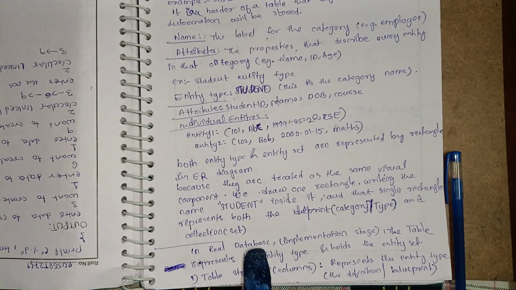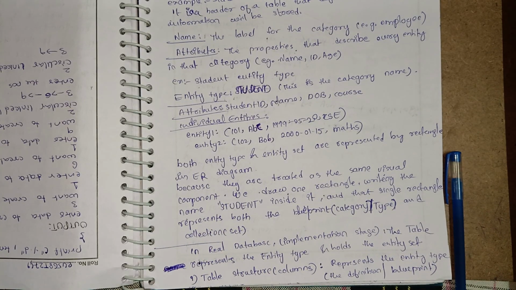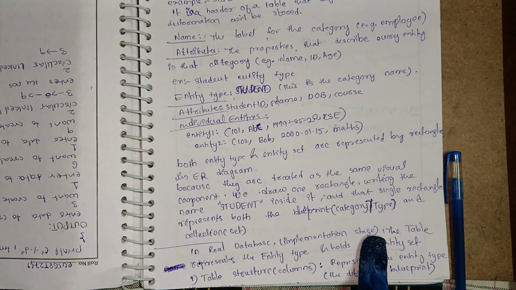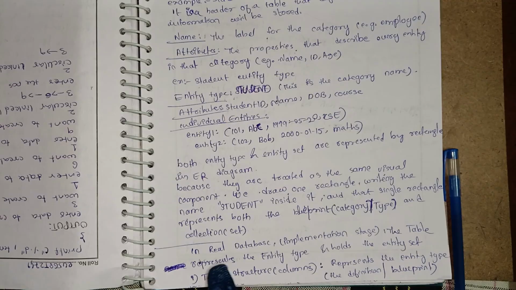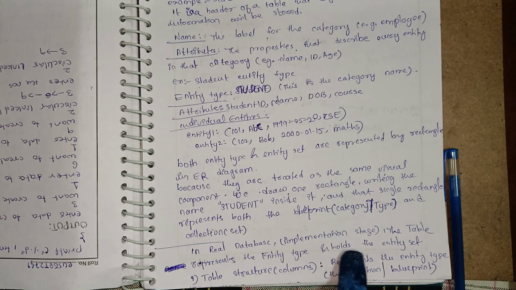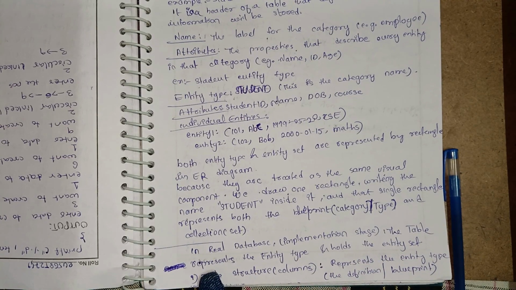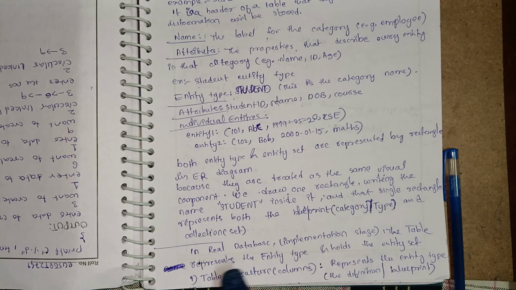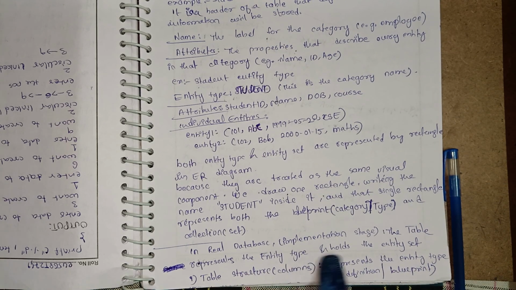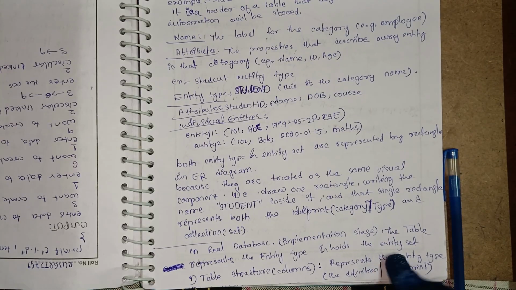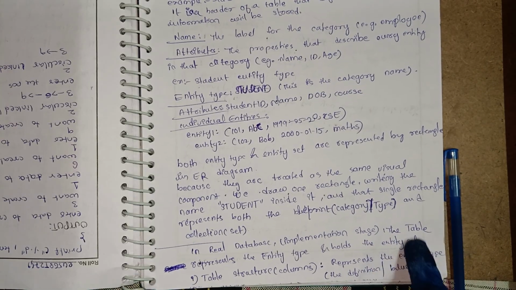And in the relational database, not in the relational, in the real database implementation stage, the table represents the entity type and holds the entity set. Okay, the table represents the entity type and holds the entity set, means a whole collection of rows and columns.